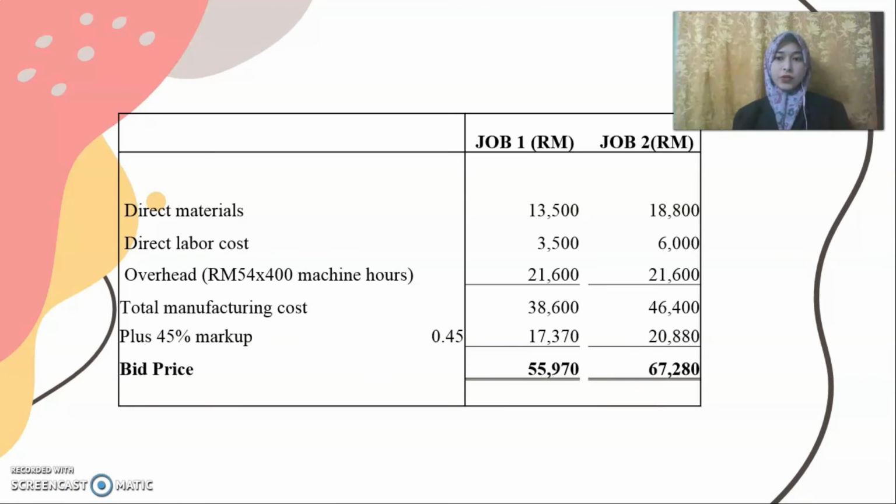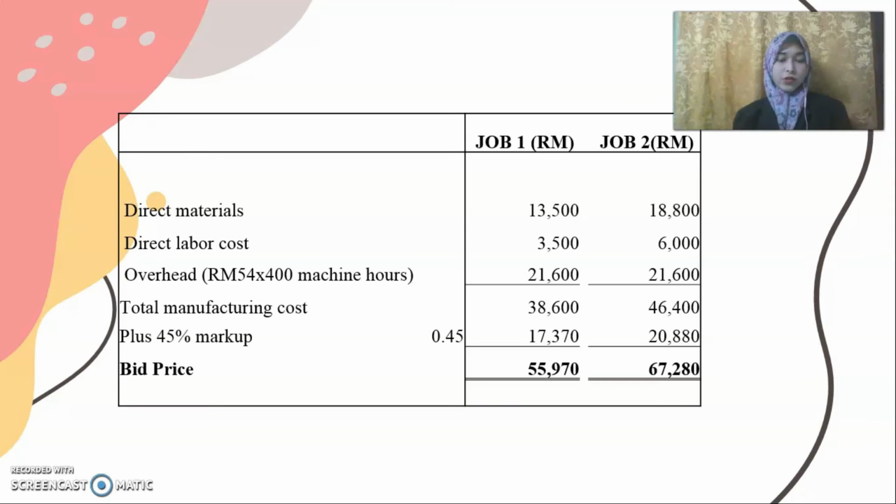And then we need to do the bid price table for job 1 and also job 2. They include direct material, direct labor cost, and we find the overhead by multiplying 54 ringgit by 400 machine hours. We get the same answer for both, which is 21,600. And we add all the items, we get the total manufacturing cost, which for job 1 is 38,600, and for job 2, 46,400.